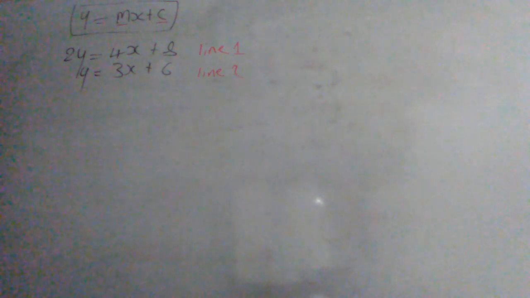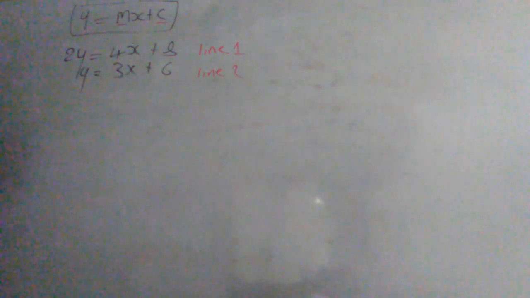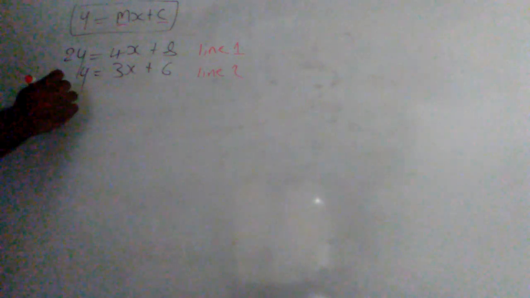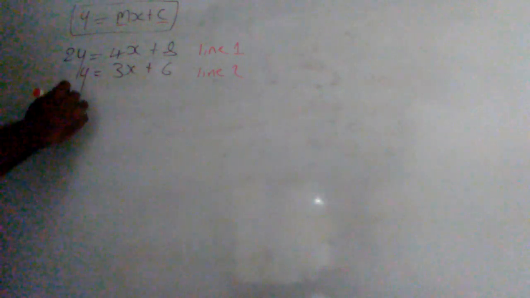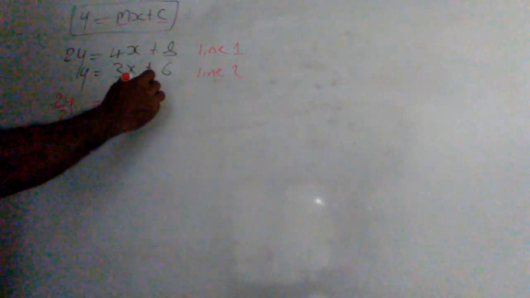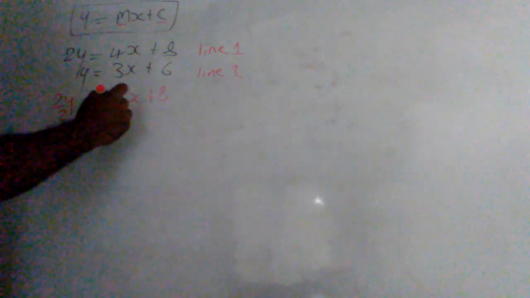To find the intersection of these lines, we can go ahead and equate these two equations. But as we can see, the coefficient of y in equation 1 is 2. We want it to be 1. So what we'll do is divide both sides of the equation by 2. So I'll have 2y divided by 2 equal 4x plus 8 divided by 2.